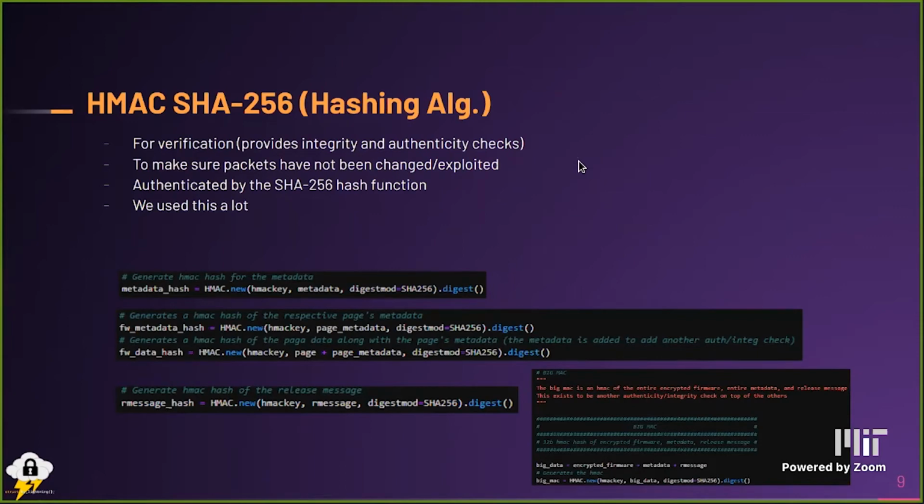So the second one that we used was HMAC SHA-256 as a hashing algorithm, and this allowed us to provide verification along with integrity and authenticity checks. We make sure that our packets were not changed or exploited, and we use this a lot throughout our data frames, our individual data packets, along with the Big Macs that we sent, to make sure that packets were not able to be rearranged or changed themselves.